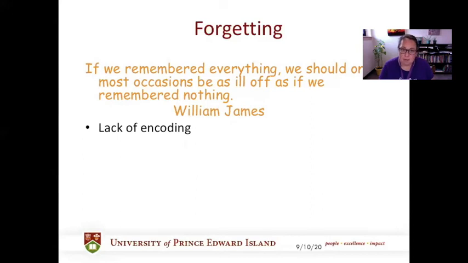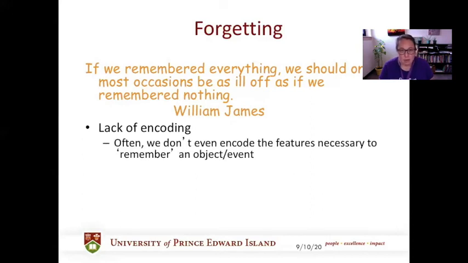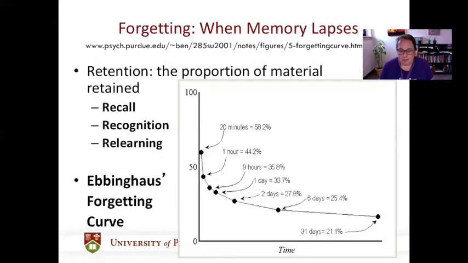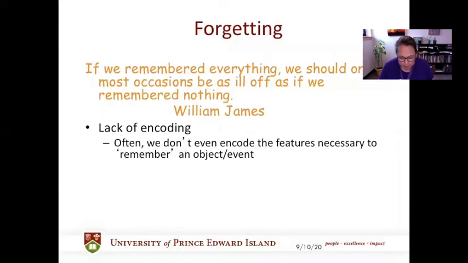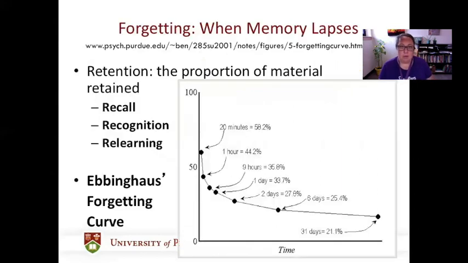So why does memory fail? Well, sometimes it's a lack of encoding, so we don't remember the object or the event. Sometimes we will see something all the time, but we will never actually look at it. So long as you can tell the difference between a nickel and a dime, do you really have to know the details of what's on the nickel or the dime? Those are things that are common. So I'm going to skip over and we're going to start talking about Ebbinghaus's curve of forgetting.